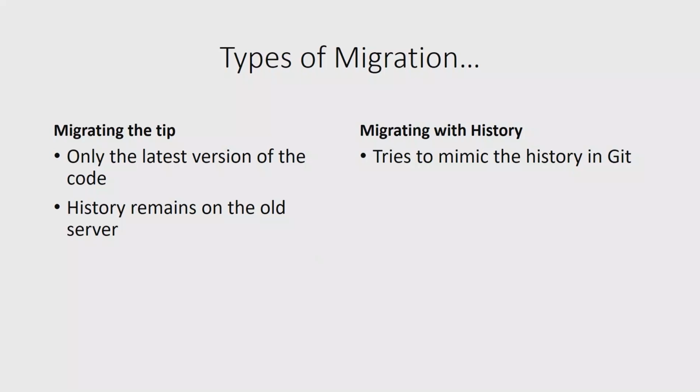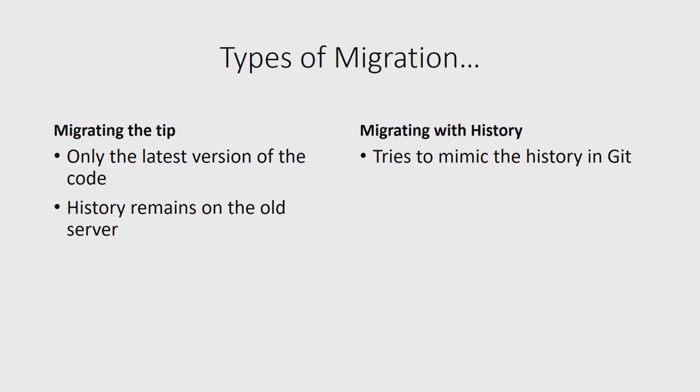There are two kinds of migration that can be done. We'll discuss both the migrations and weigh the pros and cons of both approaches. Then we'll look at a demo of how to actually do the migration. Now there are two types of migration. The first type is called migrating the tip. As the name indicates, you're not carrying forward any history from your Team Foundation version control repository. You're simply taking the last version of the code and setting that up in Git. The second option is to take the entire history across from Team Foundation version control into Git.